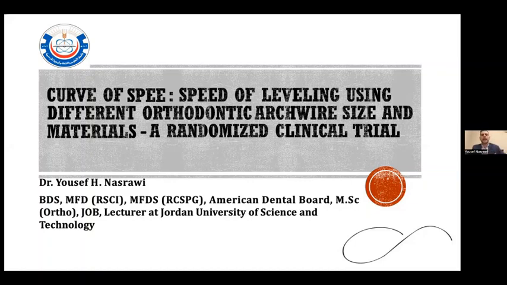So today, our subject will be specifically about orthodontics and how we deal with deep bite patients that have an accentuated curve of Spee. The subject is about the curve of Spee and speed of leveling using different orthodontic arch wire sizes and materials. It was a randomized clinical trial.